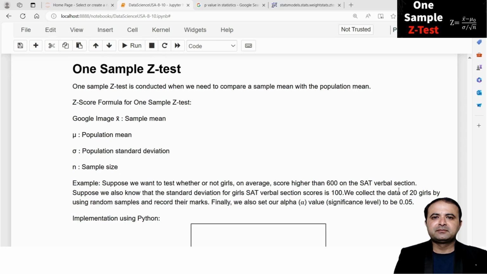So we collect the data of 20 girls by using a random sample and their marks. So I choose the 20 girls' marks. Finally, we also set our alpha value, the significance level, at 5%. So now I want to check whether all girls' scores are higher than 600 or equivalent.